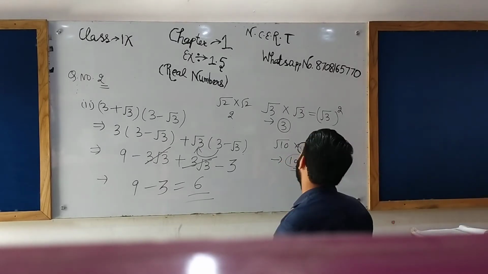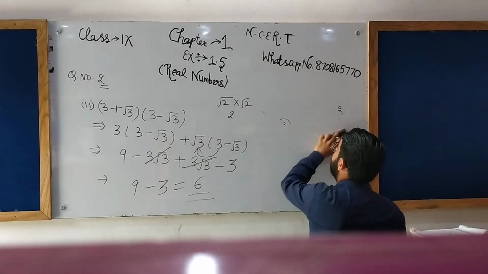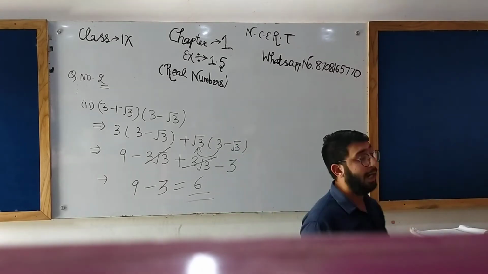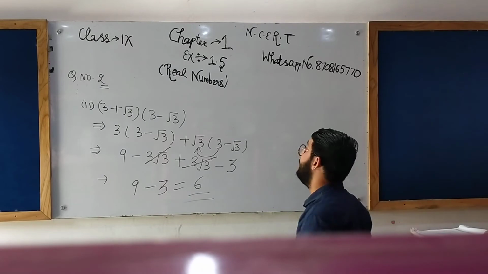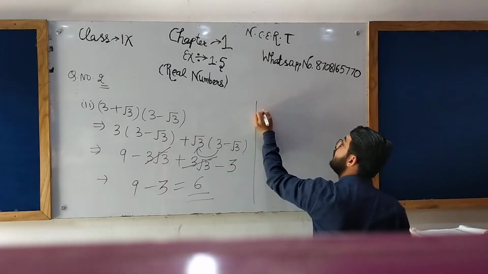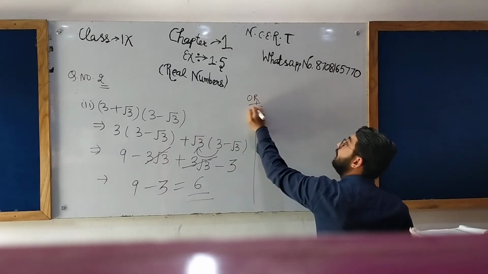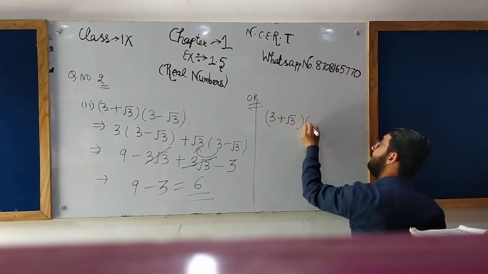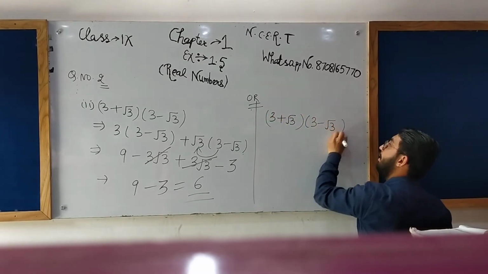Okay. But there is an alternative to this question. Yes, there is an alternative. You can apply this also, and you should apply. Being a 9th class student, you know the solution of this. Okay. 3 plus root 3 into 3 minus root 3.